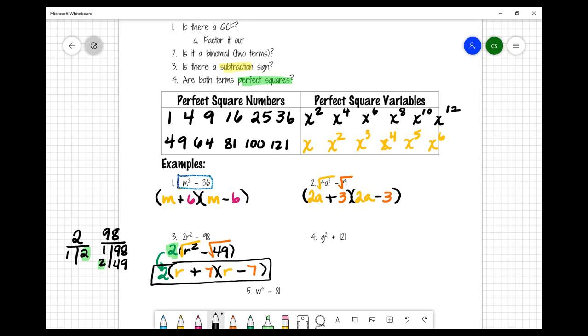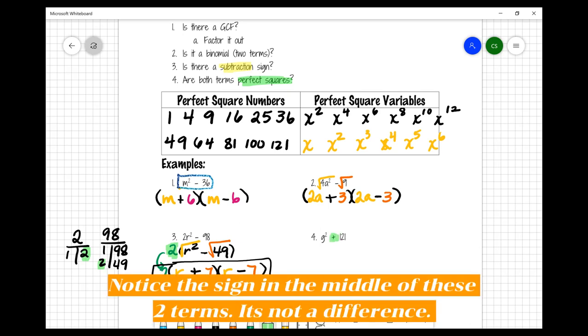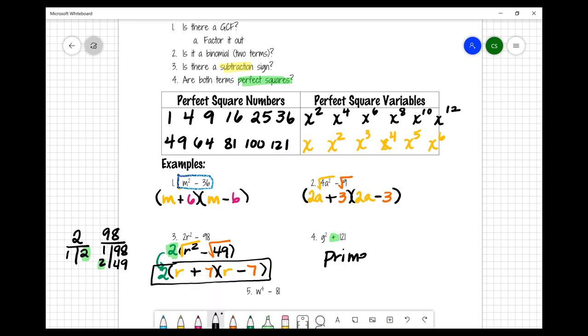All right, number 4, g squared plus 121. Is there a greatest common factor between these two terms? It's not. It is indeed a binomial. But is there a subtraction sign? No, it's a plus sign. So this is not a difference of squares. So since it's not a difference of squares, I can't factor it. Therefore, it's called prime because I can't factor it.